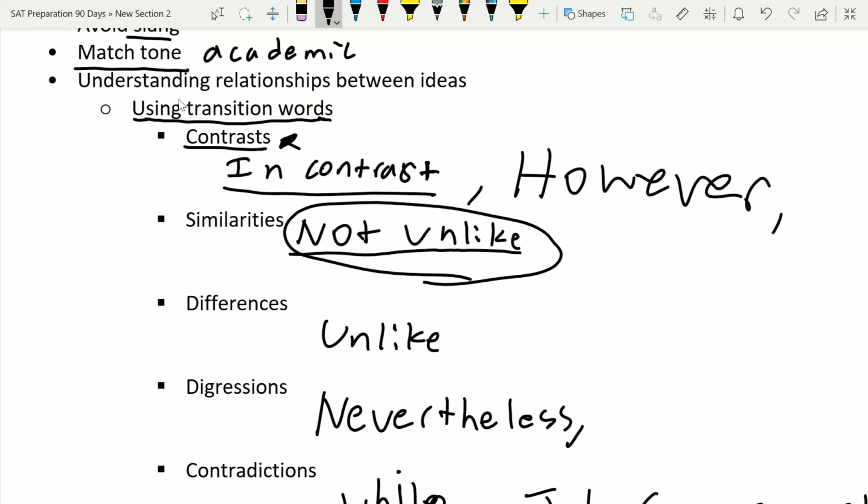So if we're going to contrast one thing in a previous sentence with something in the next, a transition word we could use would be in contrast or however. Those would be two good options. If we're going to show a similarity, now I know what you're thinking. Why did I write not unlike for showing a similarity? Well, this is actually something that came from an SAT practice test where not unlike was the correct answer. Now you're probably thinking, why not just say like? Well, you could just say like, but I also want to illustrate a point here. So not unlike was the correct answer on one of these transitions.